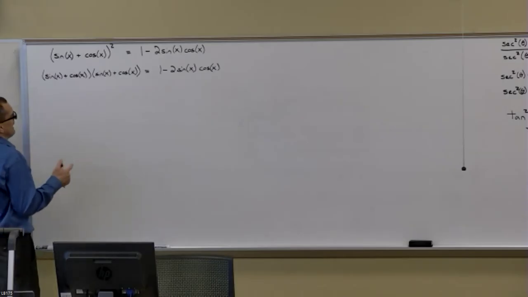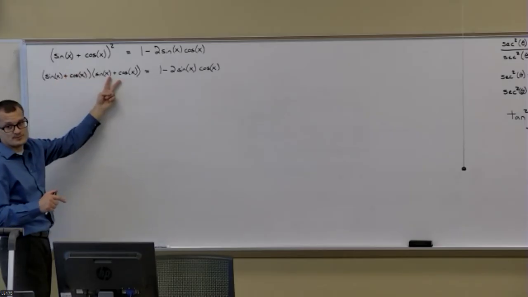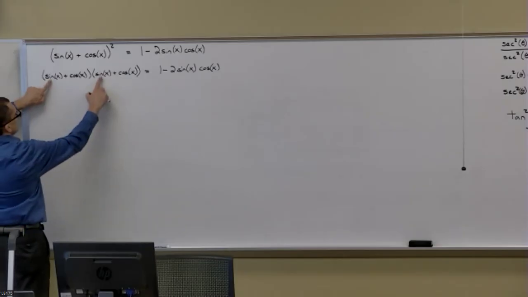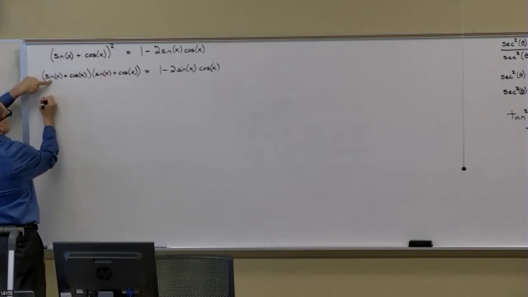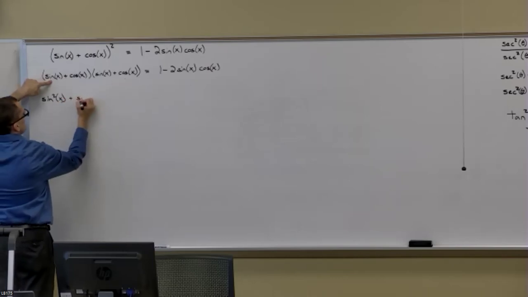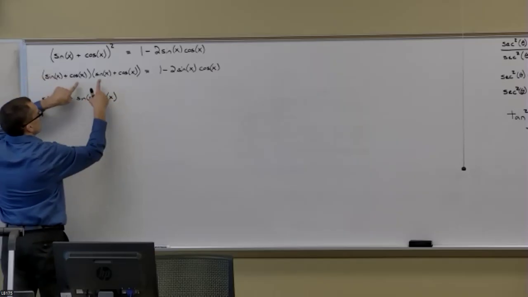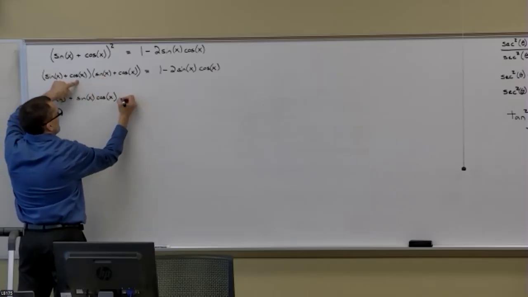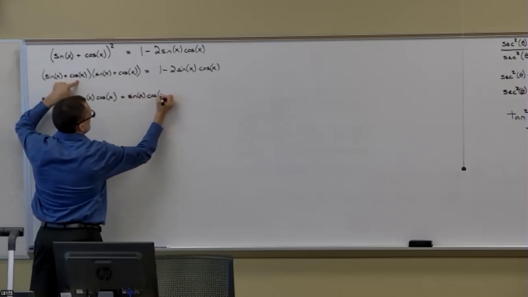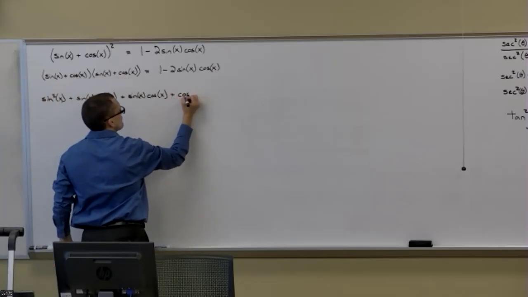What I would do is I'd start algebraically manipulating. This thing squared is it times itself. This is like polynomial multiplication, binomial times binomial. We get sine squared of x. Sine times cosine, both of x. Then this gives me cosine times sine. I'm going to write that as sine times cosine so that the order matches my other one. And then we get cosine times cosine, which is cosine squared.